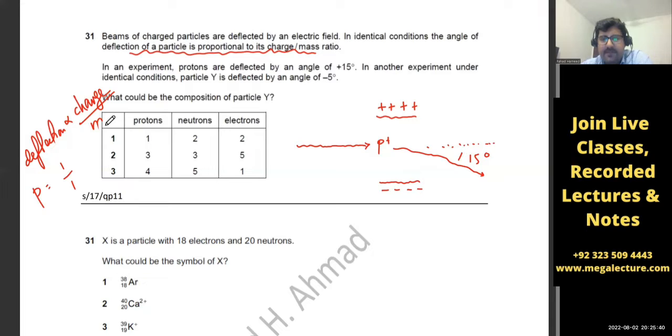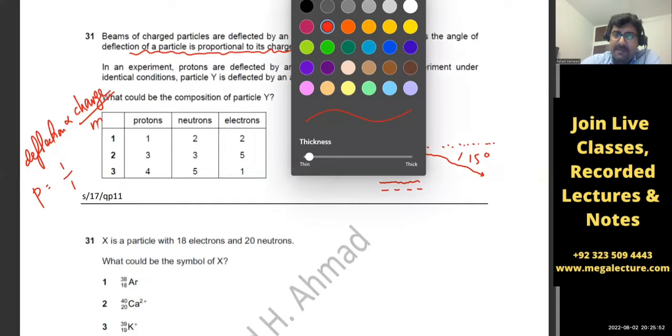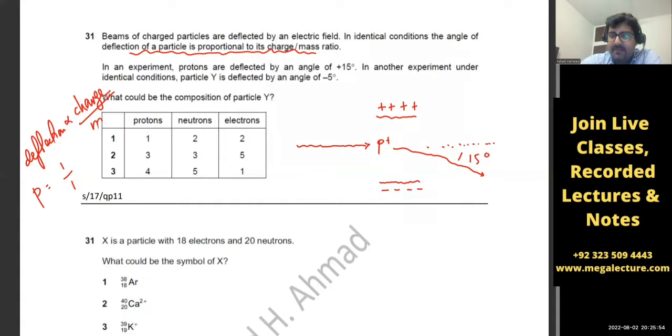Achha, now they're saying there's another experiment. Under identical conditions, there's a particle y and it's deflected by an angle of -5 degrees. So there's some other particle, which we don't know what that is, but it got deflected at an angle of -5 degrees, so it must be going in the other direction. Proton 15 degrees, this one in the -5 degree direction. So the question is, what is y?